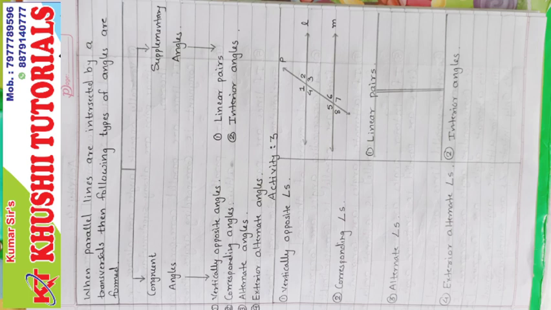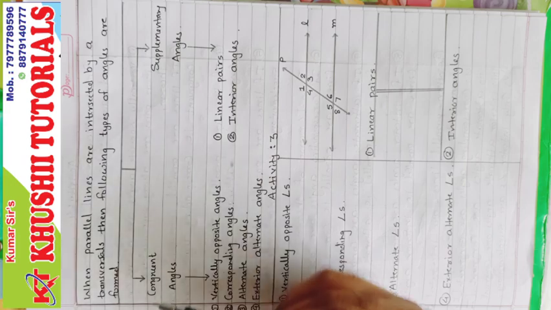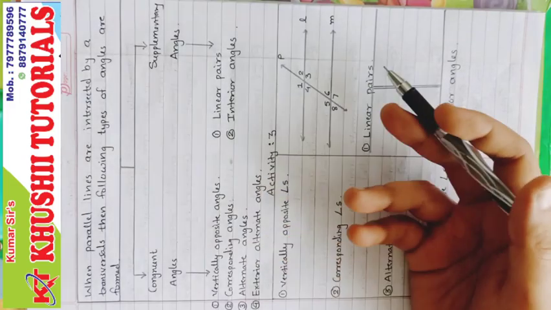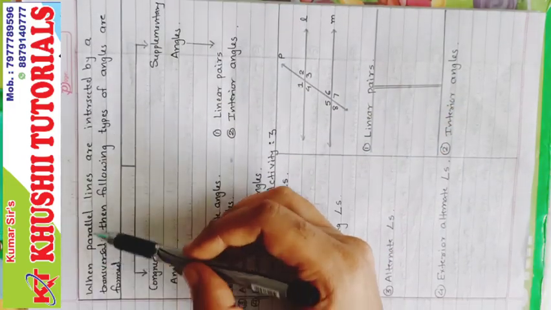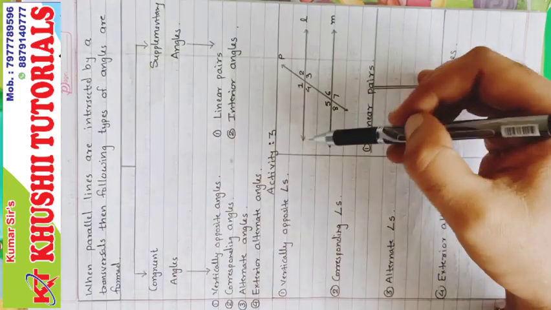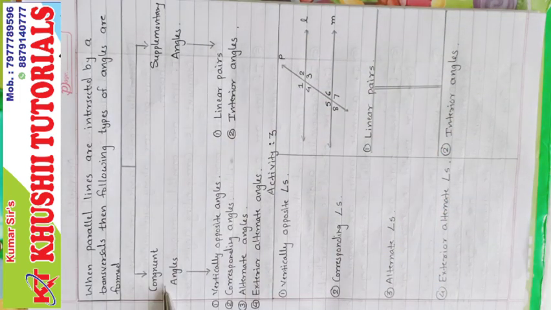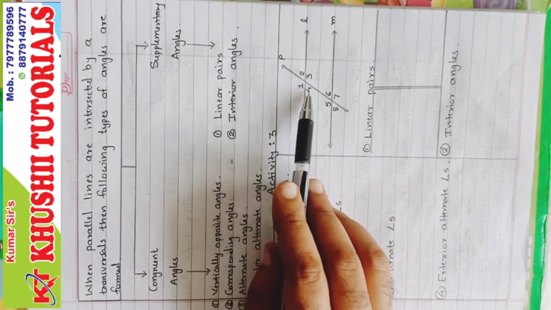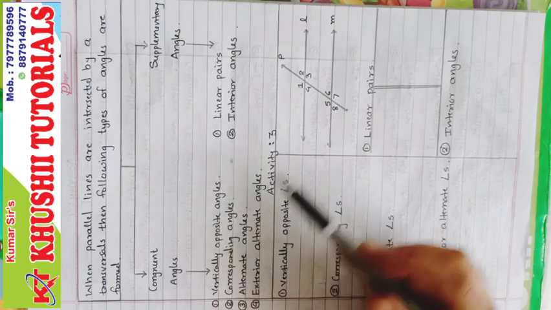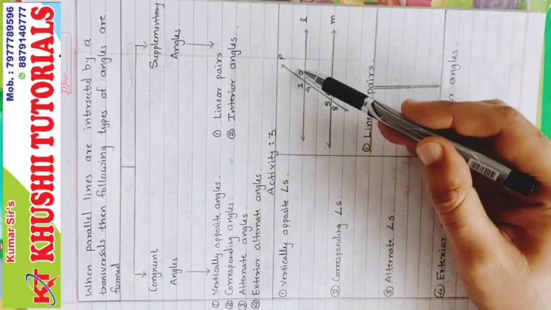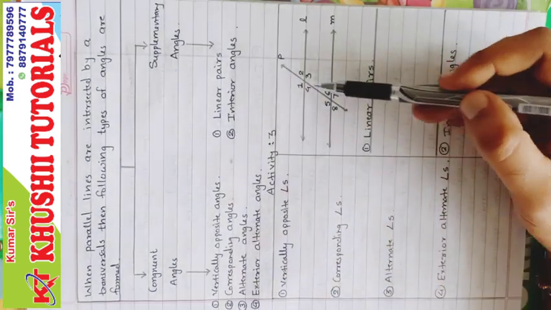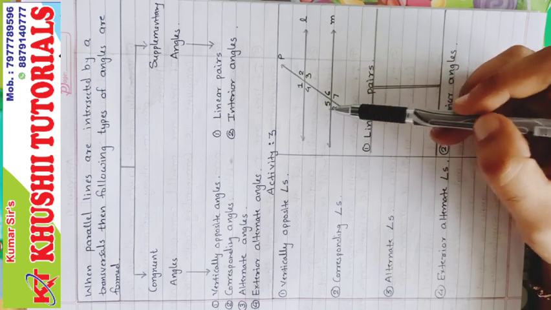When parallel lines are intersected by transversal, then the following types of angles are formed. Congruent angle and supplementary angle, even non-congruent angle, but we will not talk about non-congruent angle because you understand what it is. Now congruent angles, when parallel lines are intersected by transversal. The congruent angles are vertically opposite angle. Vertically opposite angle, already you know in standard 8th. Corresponding angle, same shaped angle: 1 and 5, 2 and 6, 4 and 8, 3 and 7. Alternate angle, Z shaped angle: 4 and 6, 3 and 5.